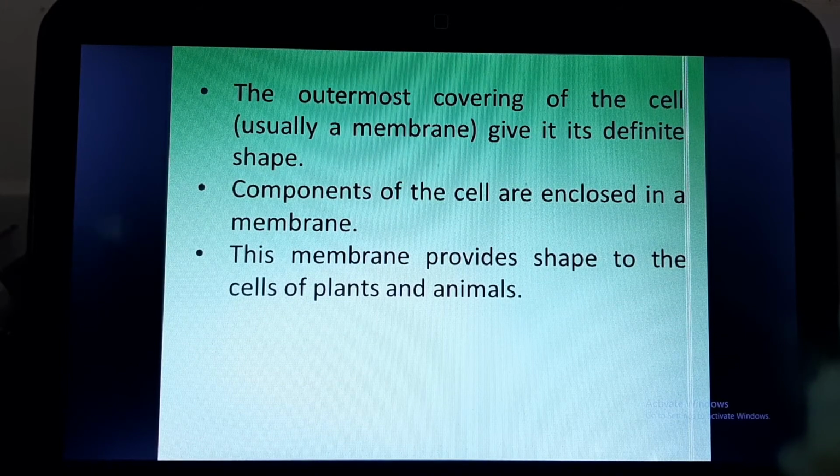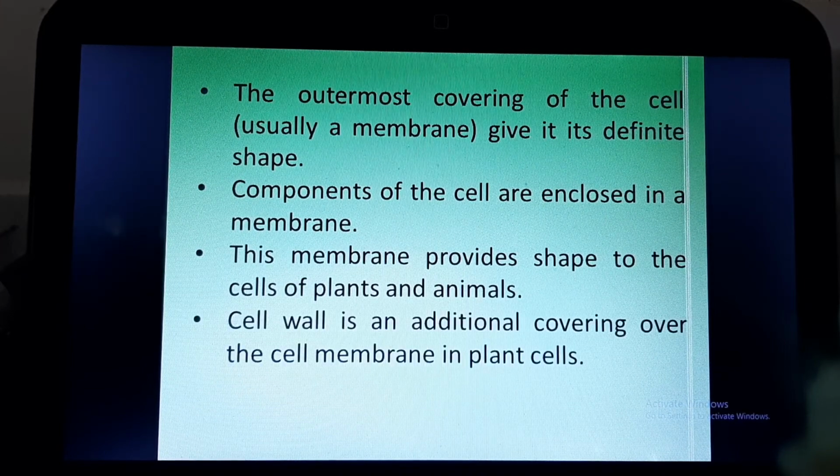So now the outermost covering of the cell, what is it doing? It is providing shape to the cells of plants and animals, and it is also providing an additional covering. It is providing protection to the parts of the cells. It is similar in a way that if your house is in the middle of the jungle, to protect your house or the inmates of the house from wild animals, you will create a surrounding, or you will create a fence. That fence is protecting your house and your house inmates from wild animals, as well as giving it a shape, right?